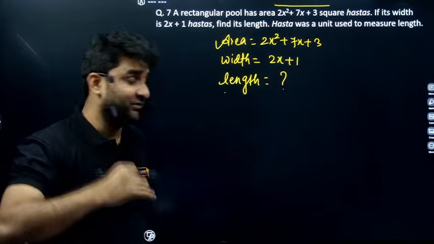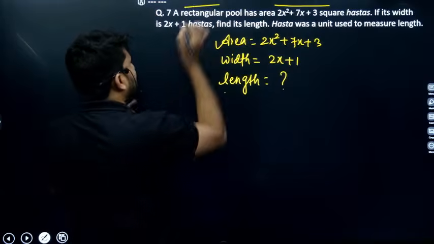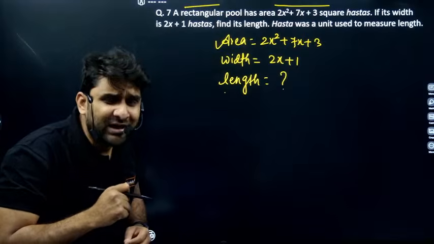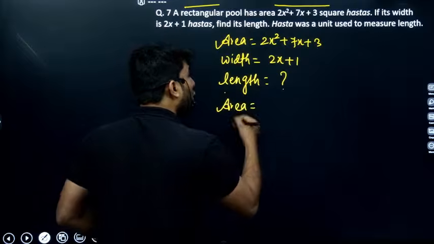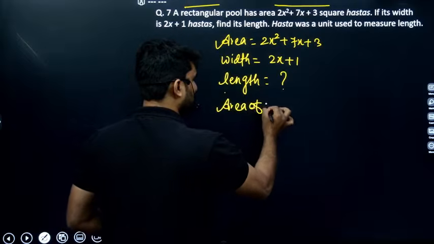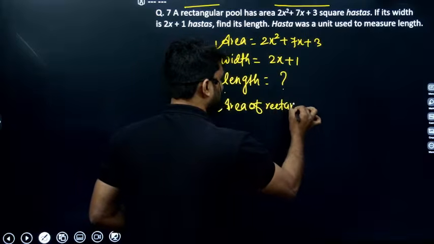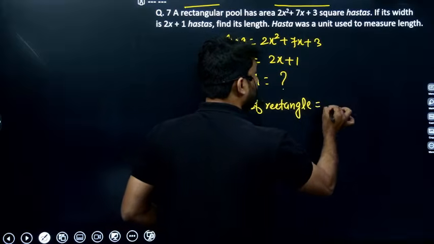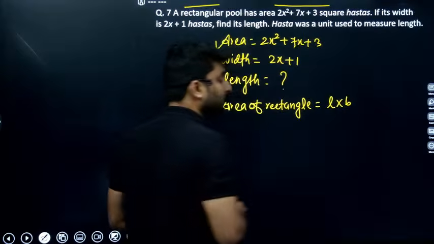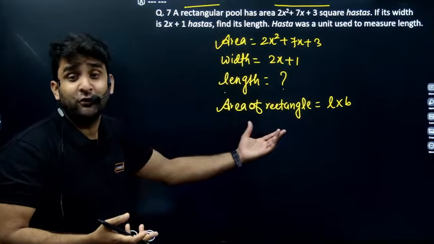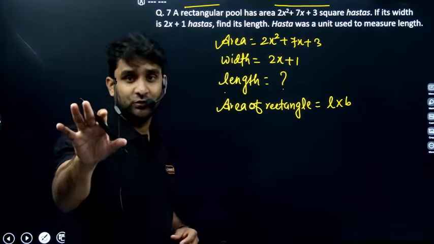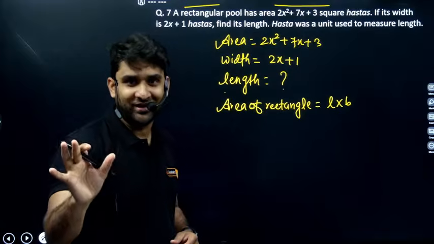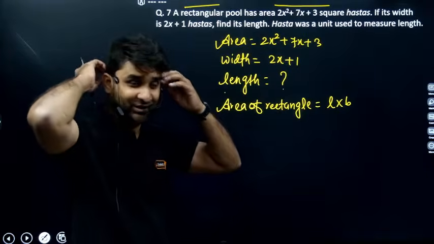How to find? Listen, everyone. If we are talking about a rectangle, what is the area of a rectangle, guys? Come on, come on. Area of a rectangle. I hope everyone knows the formula. Area of a rectangle is length into breadth. Yes, this is the formula for the area of a rectangle. I am pretty much sure. I hope you guys are a little strong in geometry.